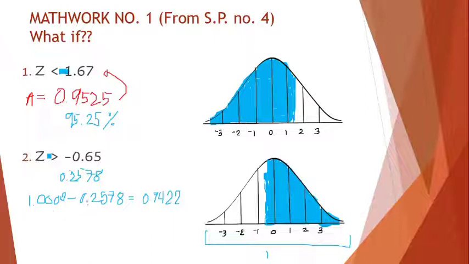Okay, so if you're going to subtract 0.2578 from 1, that is equal to 0.7422. Now, to get the probability, convert it into percentage. Paano po nagko-convert? Ganyan lang, 1, 2. So, 74.22% ang probability ng area.